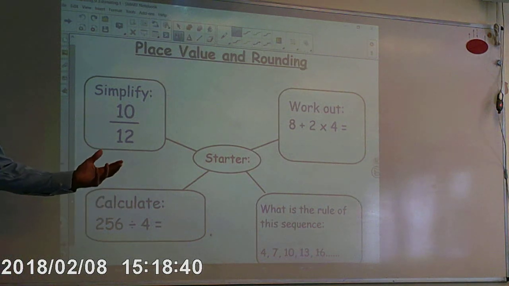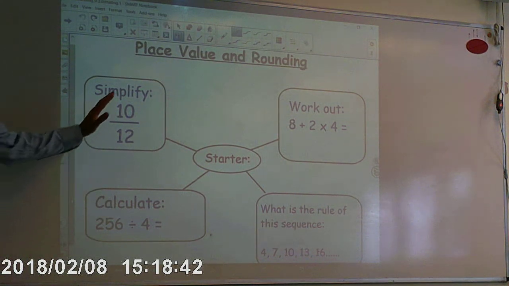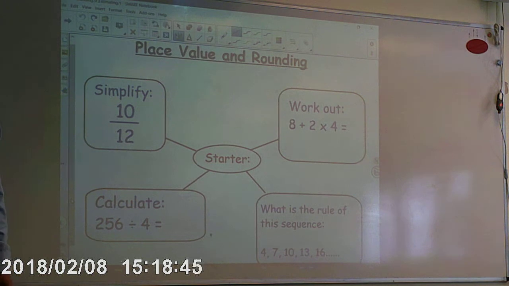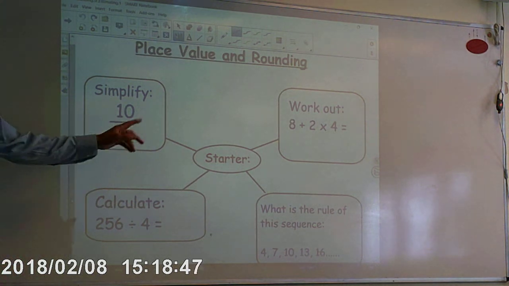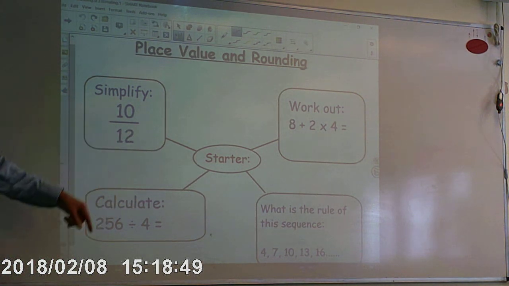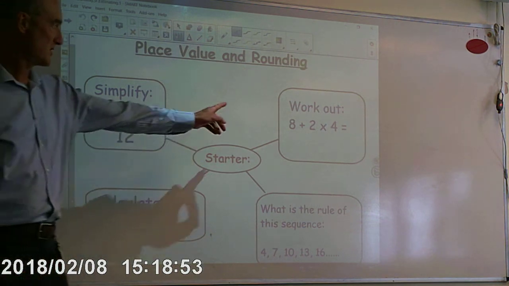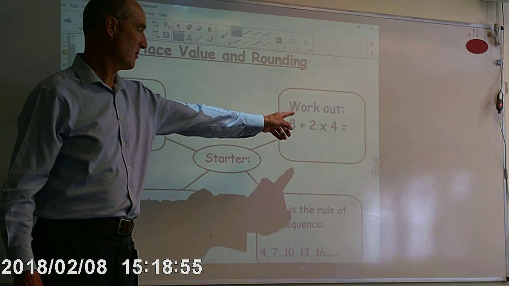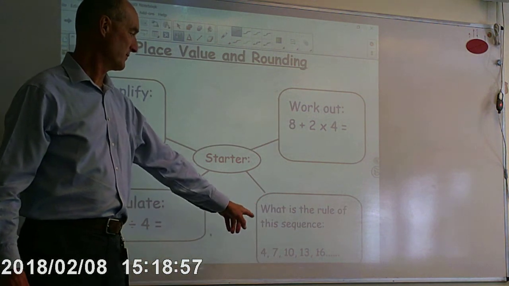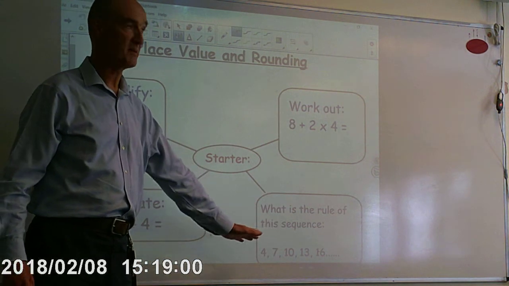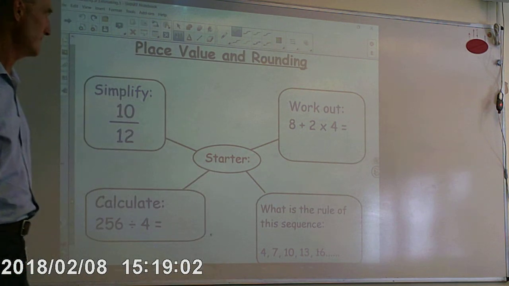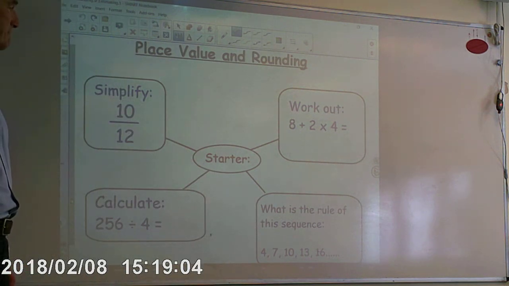Year 10, we're going to be looking at rounding. If you want to have a quick go at this starter, it should only take you a few minutes. Write down your questions. Simplify 10 over 12. Calculate 256 divided by 4. Work out 8 plus 2 multiplied by 4. And what is the rule of the sequence? So what's happening between those numbers? Okay, if you want to have a quick go at that starter.